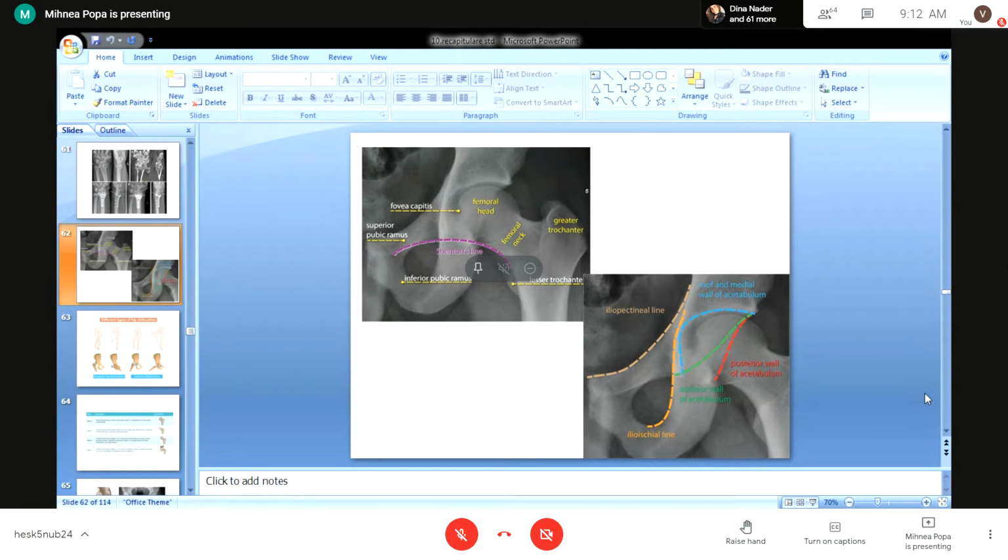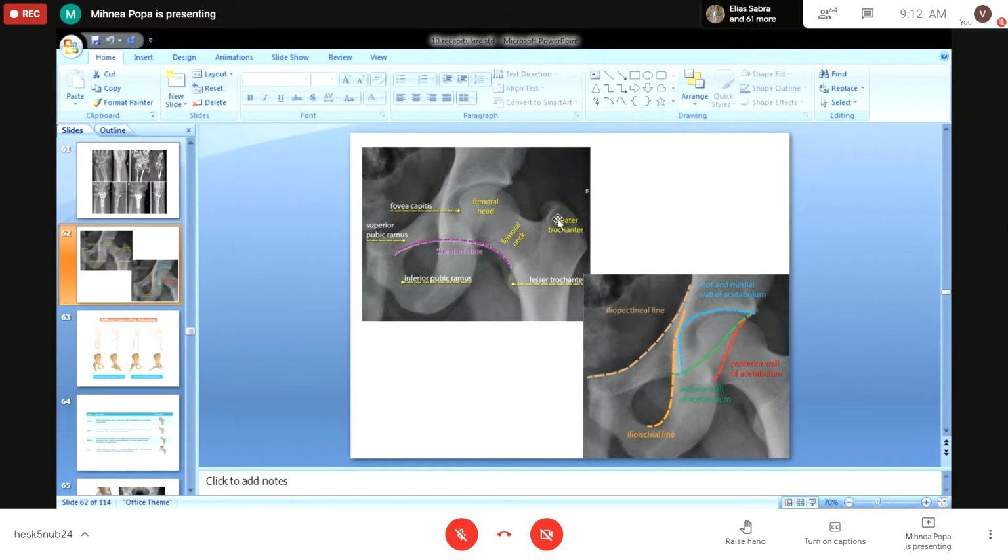Okay, so we will continue today with the fractures of the lower limb. First of all, we have to see these X-rays that are on this slide to understand a little bit what we see, on the shoulder, the hip X-ray.